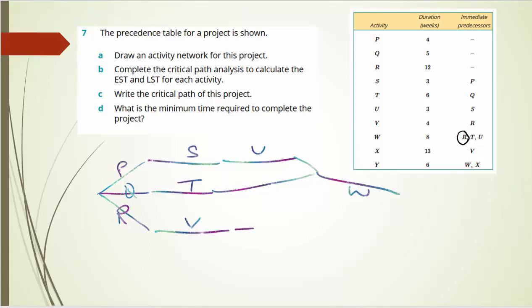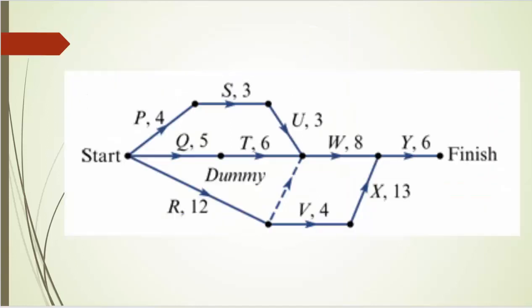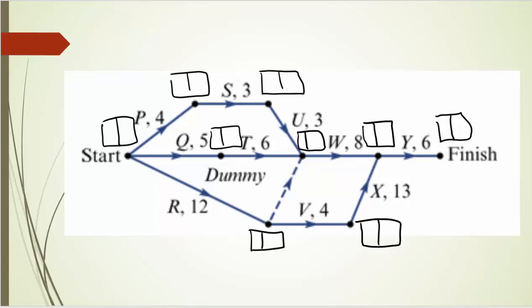X follows from V, and if you're smart you'll see that that goes up there because Y follows from W and X, and then you can put your dummy activity in afterwards, which is W coming off R. There's your dummy activity. To make life simpler, I've made a big copy of that. I'm going to draw on there the boxes, and I'll pause while I do that.